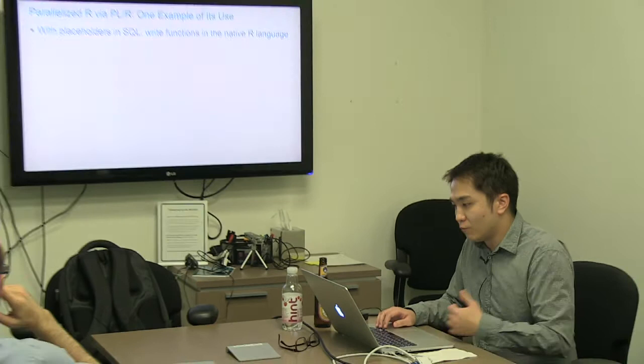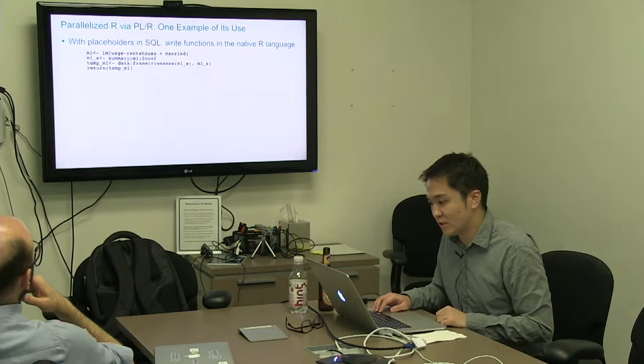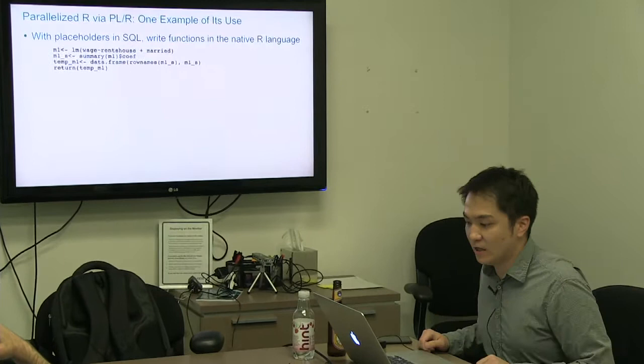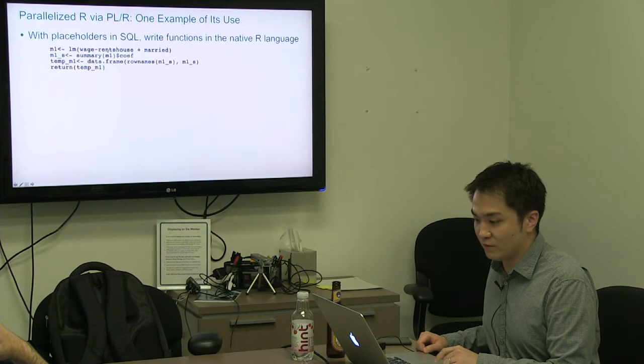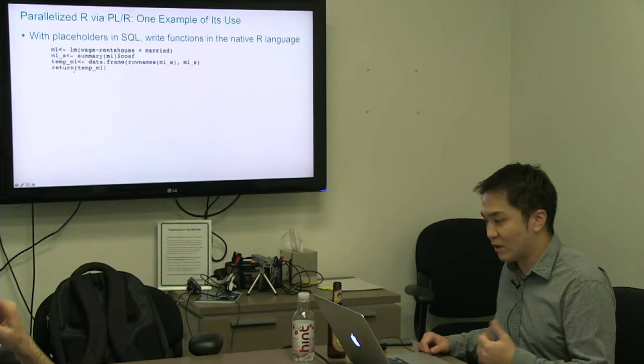One way to do this is to make it a little more interesting. We talked about abalone in the GitHub Pages site, but now let's pretend that we're analyzing census data, and you want to predict a person's wage as a function of whether or not this person rents a house and whether or not she's married. You'll see a lot of the same constructs as we saw on the GitHub page.